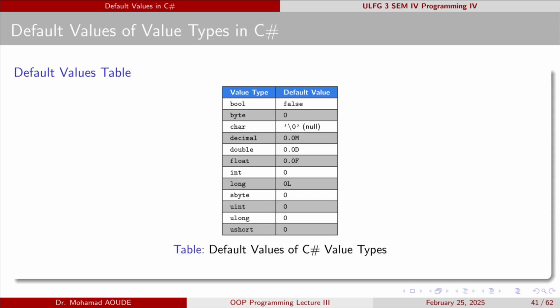Every value type in C# has a default value. Here are a few examples. Int default value is 0, bool default value is false, char default value is the null character. Understanding default values is crucial because whenever you create an object without explicitly setting fields, C# assigns default values behind the scenes. It guarantees that your variables always have some initial state, no random garbage memory like in C or C++.